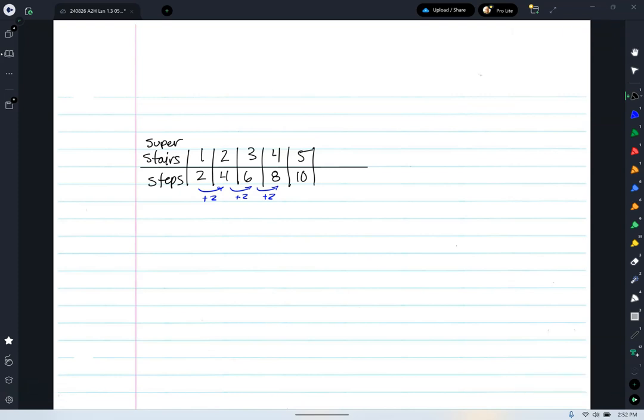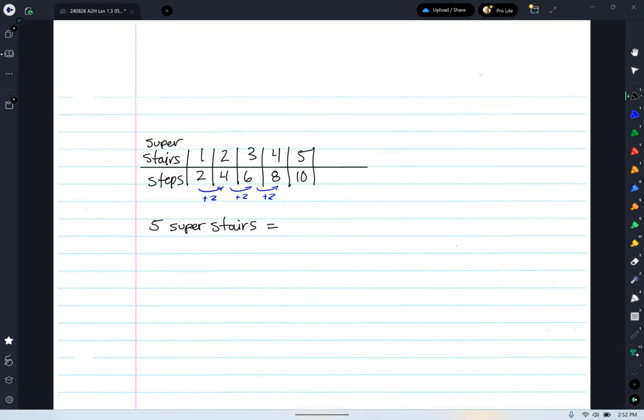So here's my first question. You guys said he created more work for himself, right? So if he does a set of 5 super stairs, what I want to know is, how many steps total did he take doing 5 super stairs? How could we figure that out? How could we figure out how many total steps he took? Adding what up? Okay, all right.